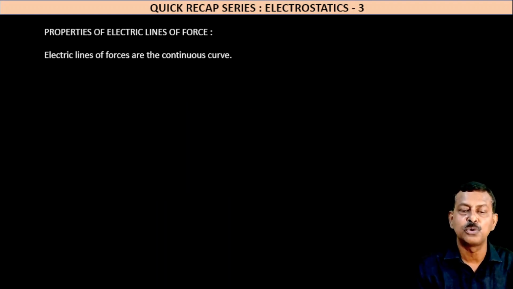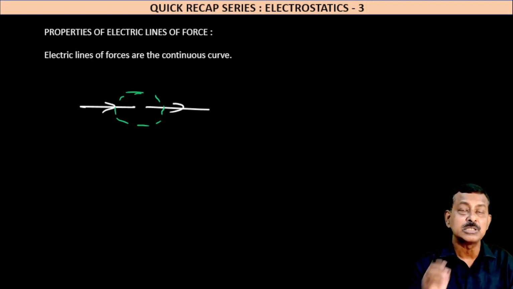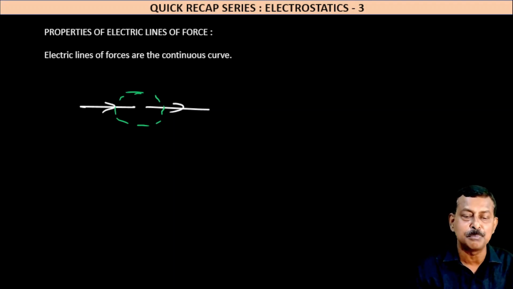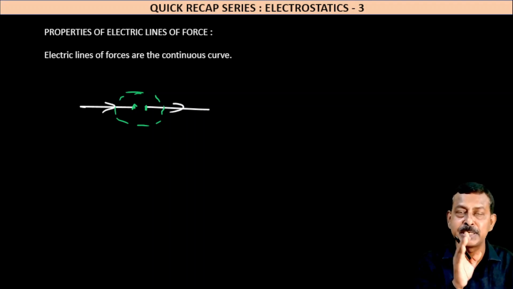Electric lines of forces are the continuous curve. Here, if you have the electric lines of forces, they will not show any breakage in their path. Like if it is there, it will not show breakage here. Because if it is showing breakage there, it means electric lines of forces are disappearing at this particular point, and again it is appearing from this point. This will violate law of conservation of charge, where we say that charge can neither be created nor be destroyed.